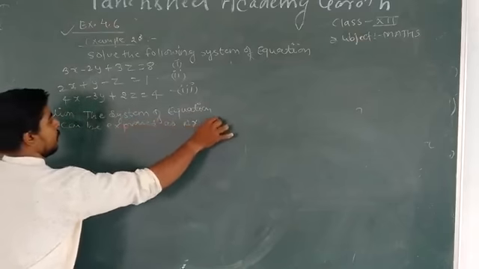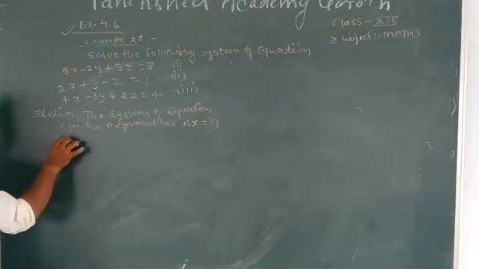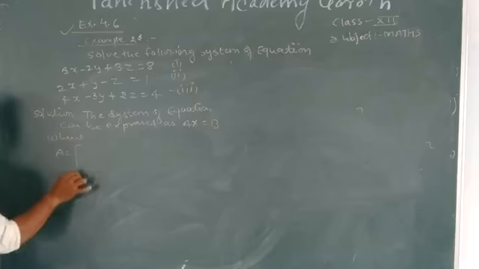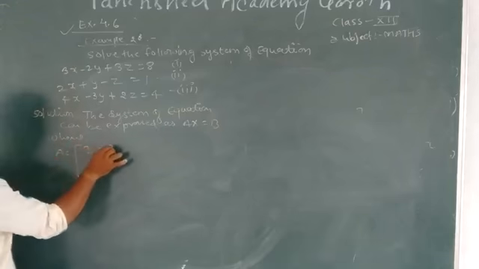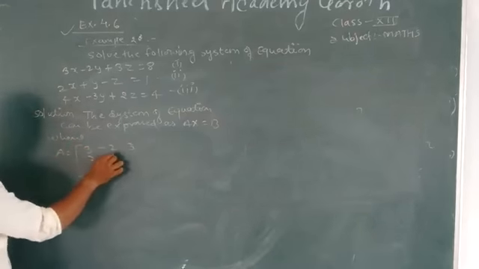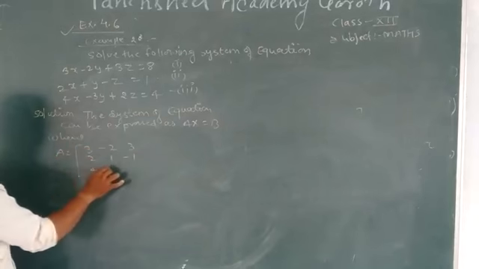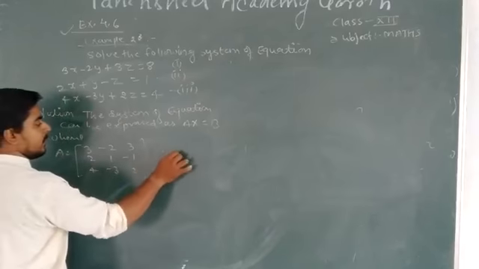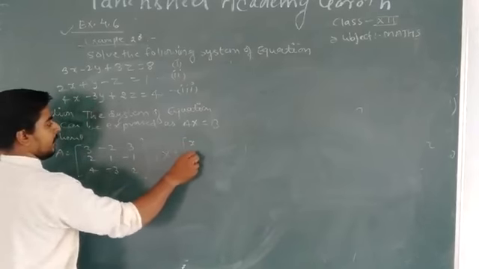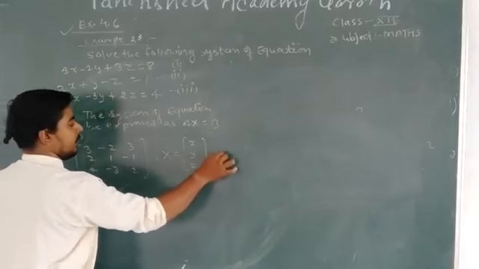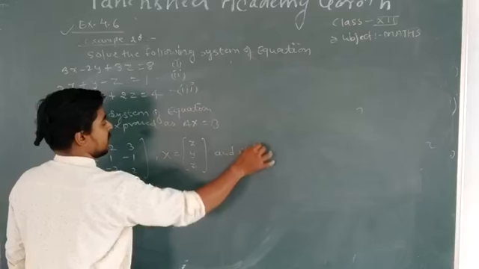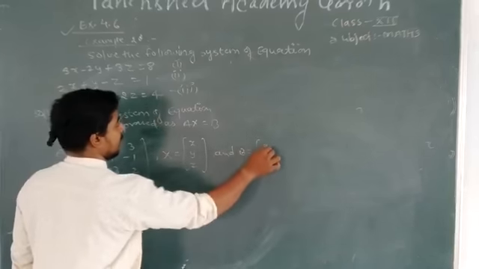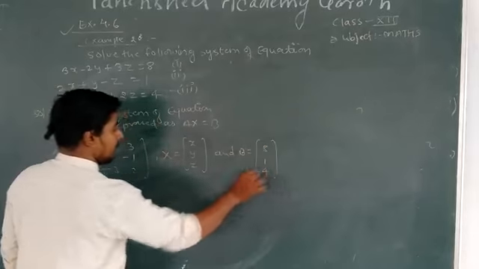Ax is equal to b, where A is a matrix of the coefficient of x, y, z, that is 3 minus 2 3, 2 1 minus 1 and 4 minus 3 and 2. Another matrix, it is a x which contains the variable x, y and z, and third matrix is B which contains the value of RHS, that is 8 1 and 4.